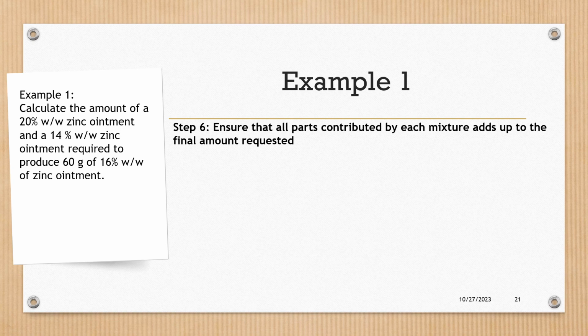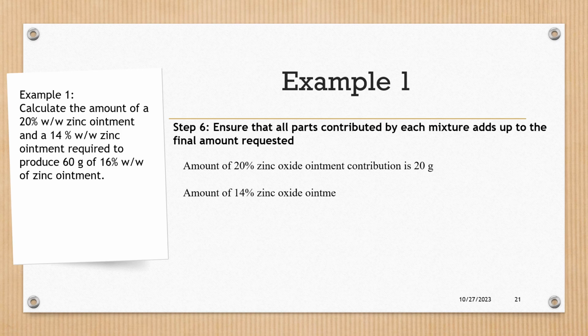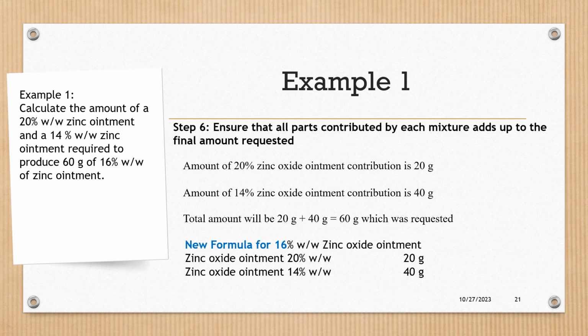Now, once you are finished with your computations, you need to, of course, make sure that all of those add up to give you the whole in terms of the preparation that you want to make. So in this case, 20 grams of your 20%, 40 grams of your 14%. And once you take the sum of those, you should be getting 60 grams. And this is what your new formula would look like.